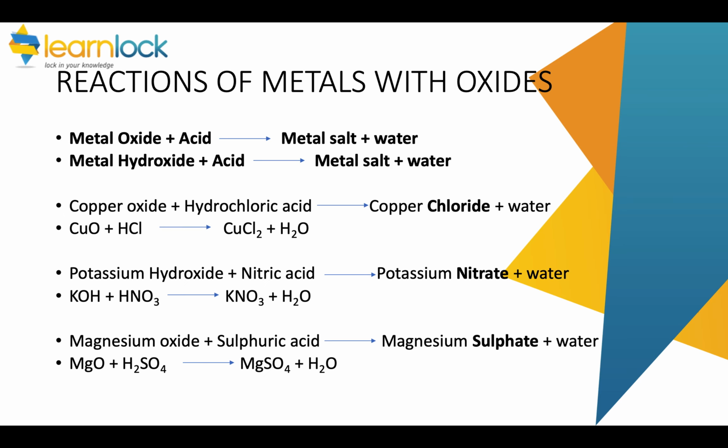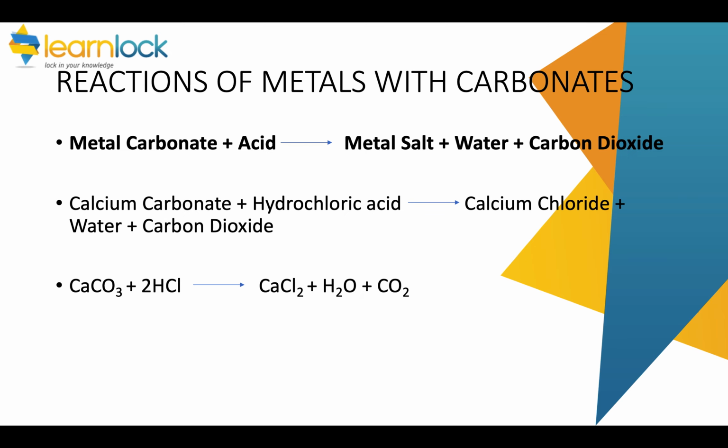Metal oxides with acids make a salt and water. Some examples below with balanced equations. Metal carbonates with acids make a salt, water and carbon dioxide. Look at the example below. Calcium carbonate plus hydrochloric acid makes the salt calcium chloride. It also makes water and carbon dioxide.